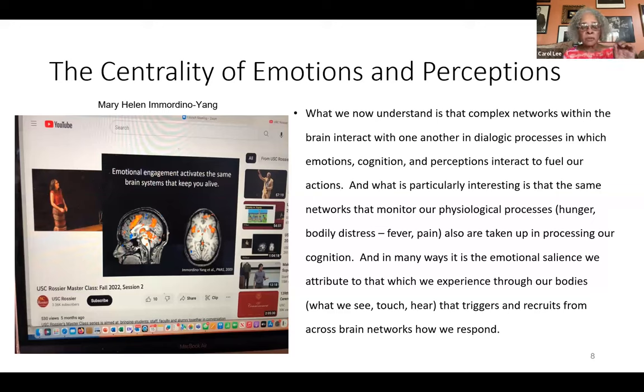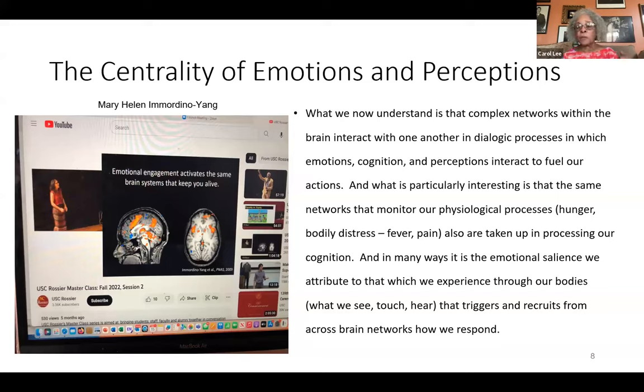One of the other takeaways from this work, again, as a scientific warrant, if you will, to these big ideas, is that what we now understand is that complex networks within the brain interact with one another in dialogical processes in which emotions, cognition, and perceptions interact to fuel our actions. The bottom line idea here is that there are regions of the brain that involve emotions and perceptions that interact with cognitive processes, and they operate in the same way that our brains sort of detect physiological processes.